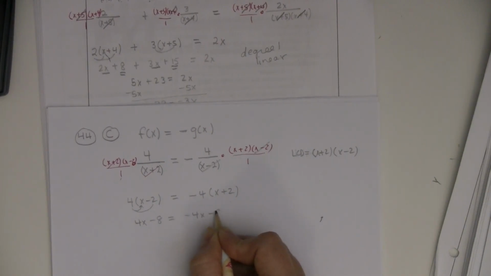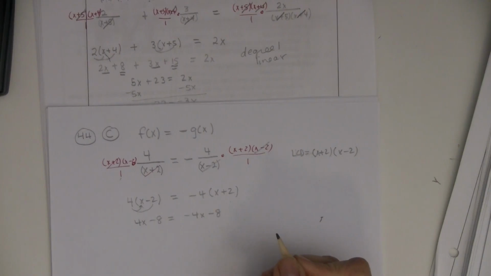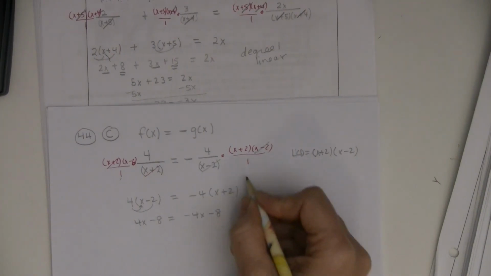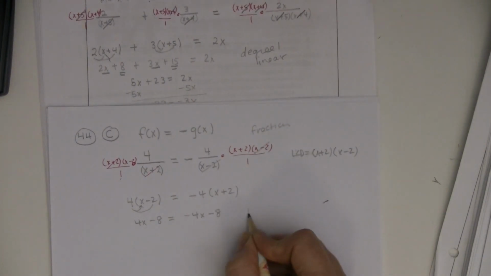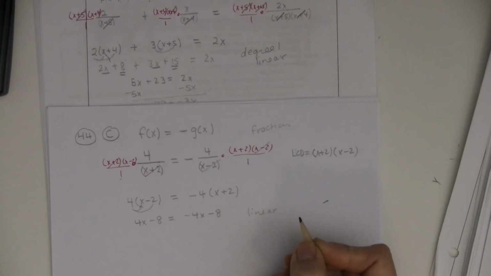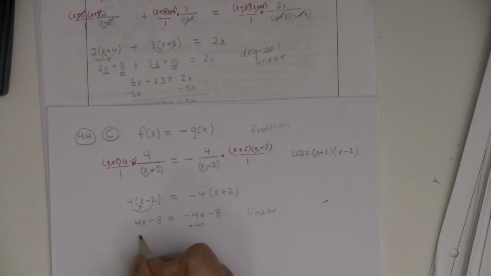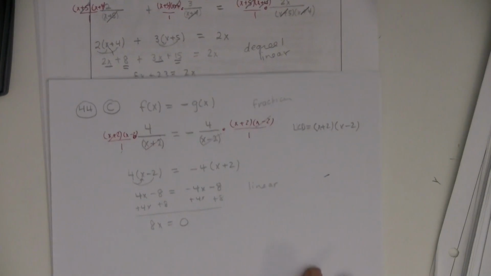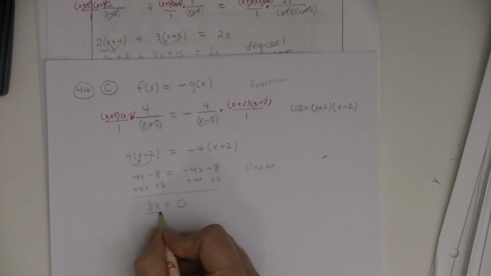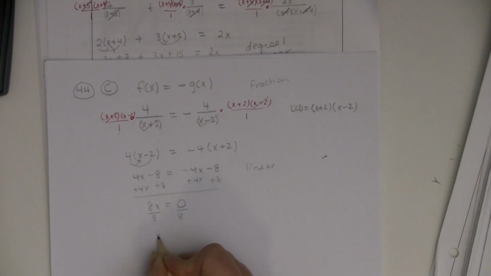minus 8. And if I'm solving that, it was a fraction, right? And so I cleared the fraction. And now, oh, it's linear. And so you would add 4x to both sides and add 8 to both sides. So I get 8x equals 0. And I'm going to divide by 8 to solve for x. And I get x equals 0 divided by 8 is 0.